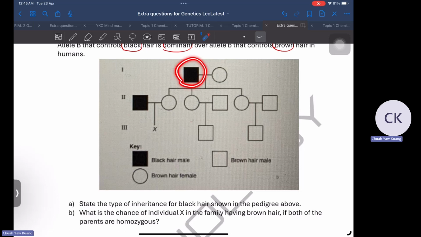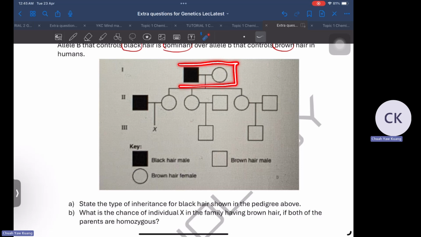And you see this male at the first generation. You don't know how the parents are. So there's not enough information for us to determine in this pedigree. How are we going to determine whether this is sex-linked or autosomal? Then we will use the Punnett square.